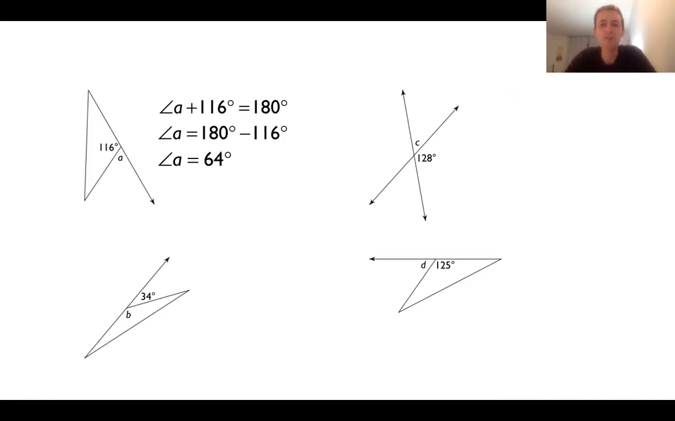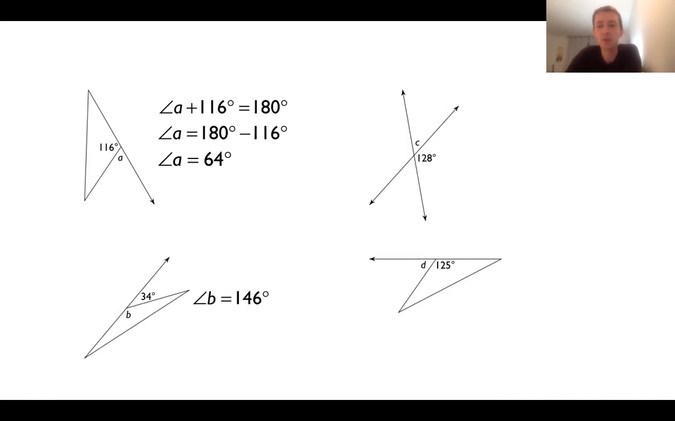So go ahead and find the values of B, C, and D. Take a minute to do it. Pause if you want. All right. For B, we're asking, what do we have to add to 34 to get to 180? Well, it must be 146.